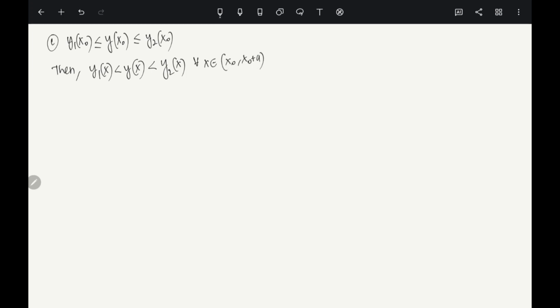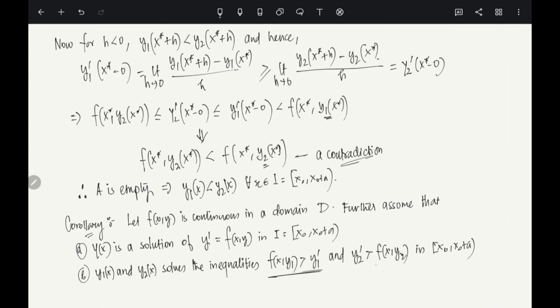Why am I writing an open interval at x naught? Because at the closed end x naught we are already given what y1 and y2 do. So what is the proof? Let's look at the proof. Another small remark: you see why this inequality is strict. It is not less than or equal to, but strict. So he is saying that although at the initial data they may be equal, they have to part ways. They have to be strict once they move out. And why is this happening? Because of this strict inequality. Here both the inequalities which we wrote are strict.